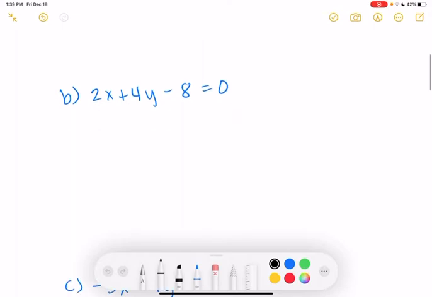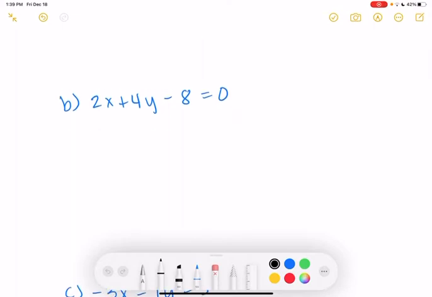All right, the next one. So remember, we're trying to get y equals mx plus b. So we want only the y to stay on the left here. There we go. So what do we have to get rid of? We have to get rid of both the 2x and that negative 8.